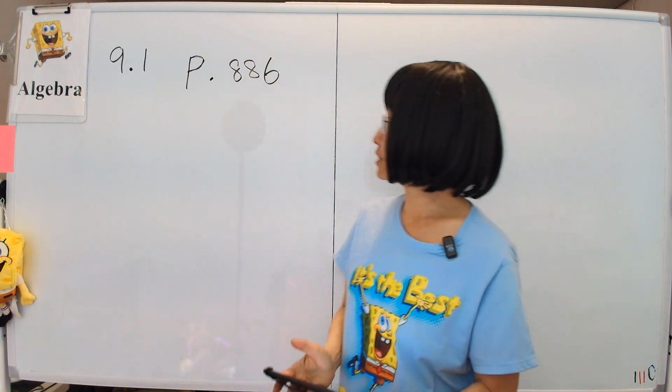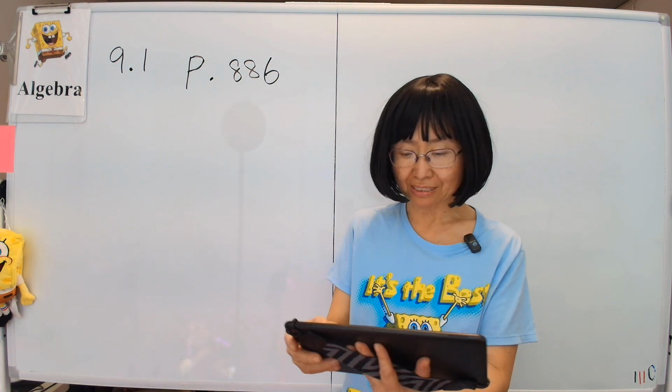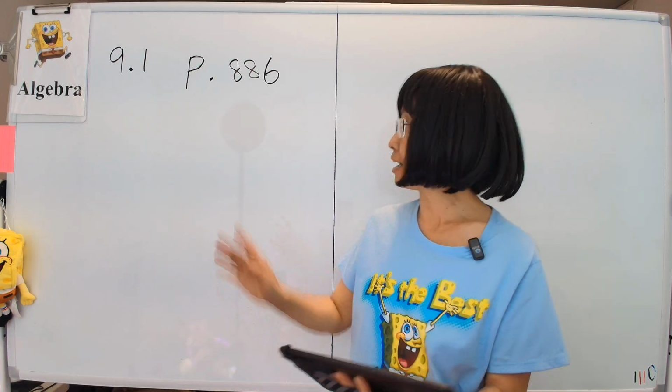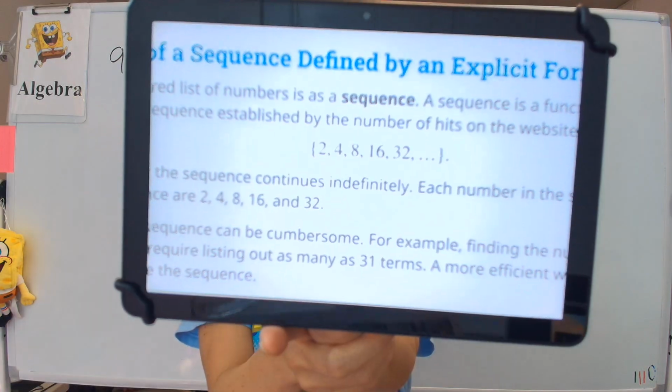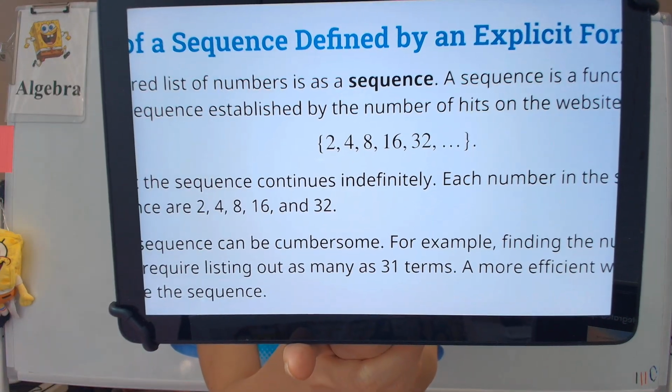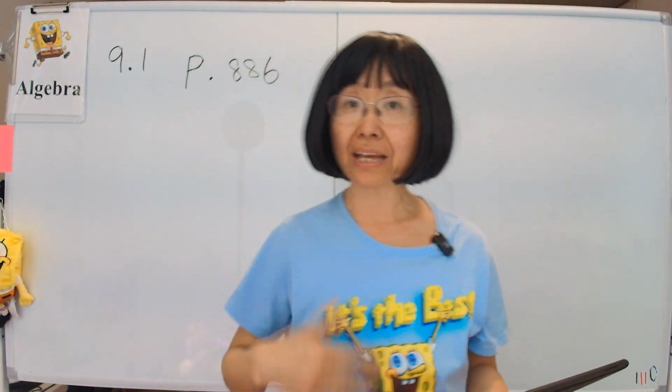Today we're going to do section 9.1, sequences. Now what is a sequence? A sequence is the way it sounds, okay? On page 886, there's a sequence. Here's some numbers: 2, 4, 8, 16, 32. That, and it goes on.